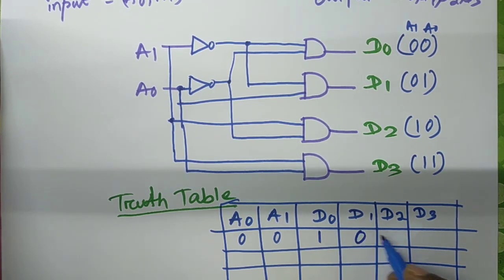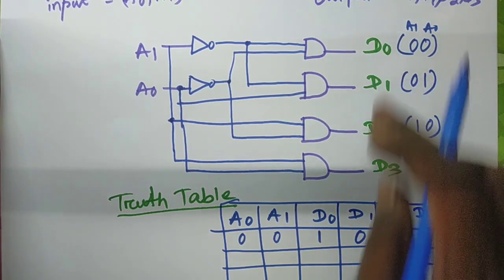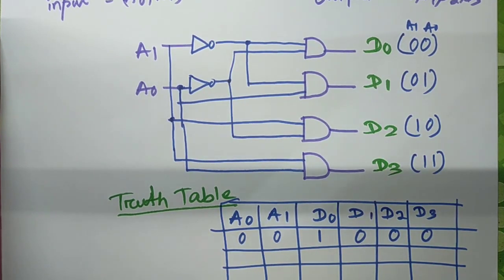Other part will be 0. All part will be 0. Only D0 will be activated. Okay, we will consider in this way.